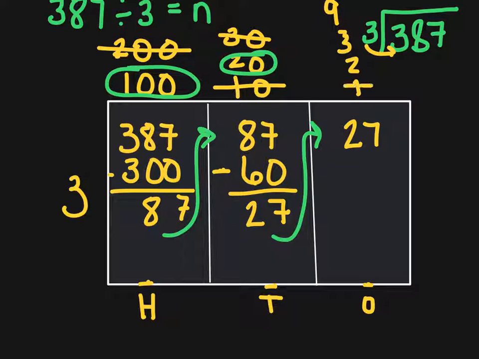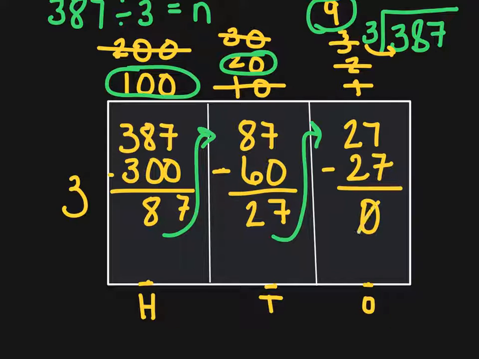So I'm not going to use 3 times 1 or 3 times 2 or 3 or 4, 5, 6, 7, 8 because those really aren't close enough to 27 without going over. So I am going to use 3 times 9. And I know that 3 times 9 is 27. So now I'm going to put 27 right there. I'm going to subtract. 27 minus 27 is 0.